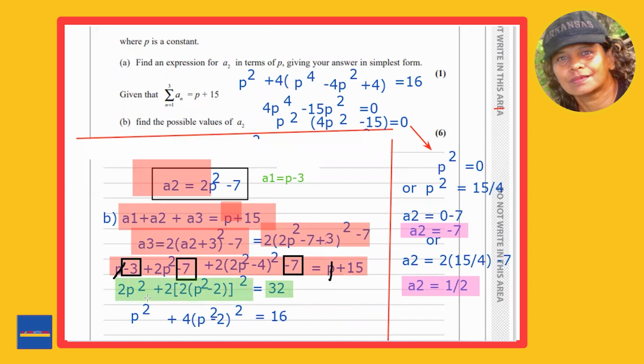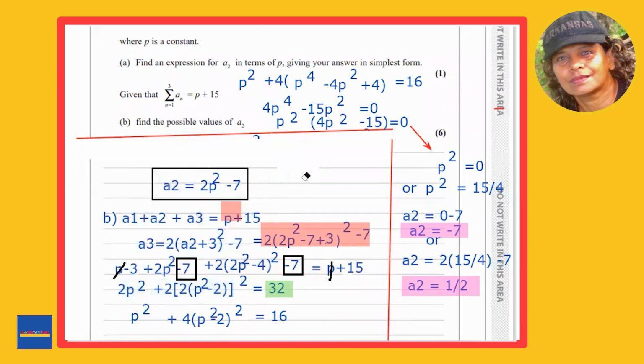Now 2 into 2 is 4. And I can divide everything. To begin with, I'm going to divide this entire equation by 2. If I divide this entire equation by 2, I can forget about this 2, this 2, and this 2.